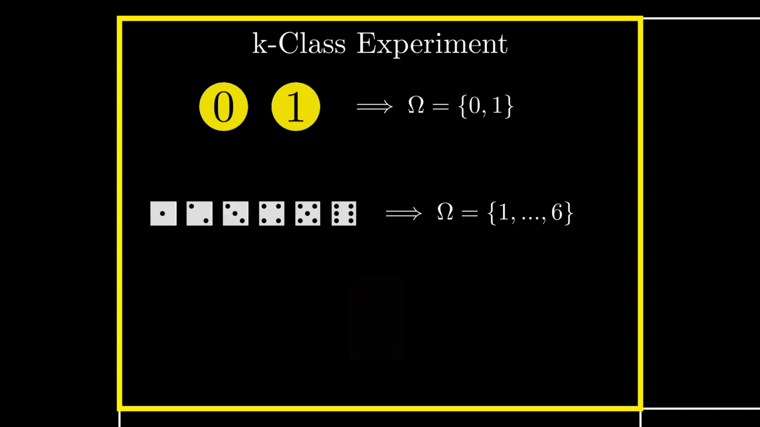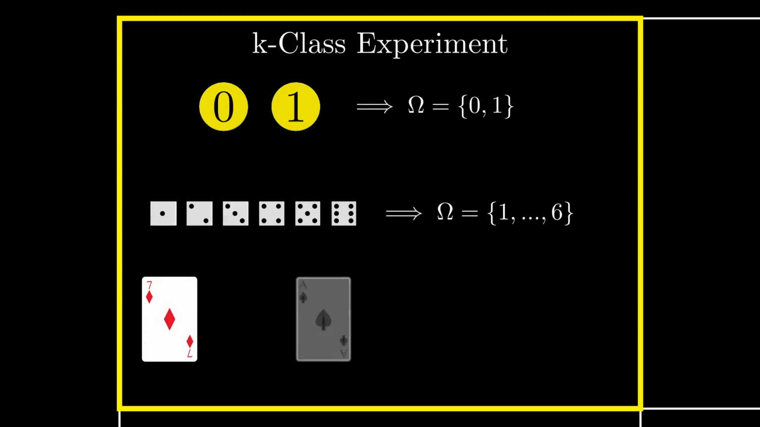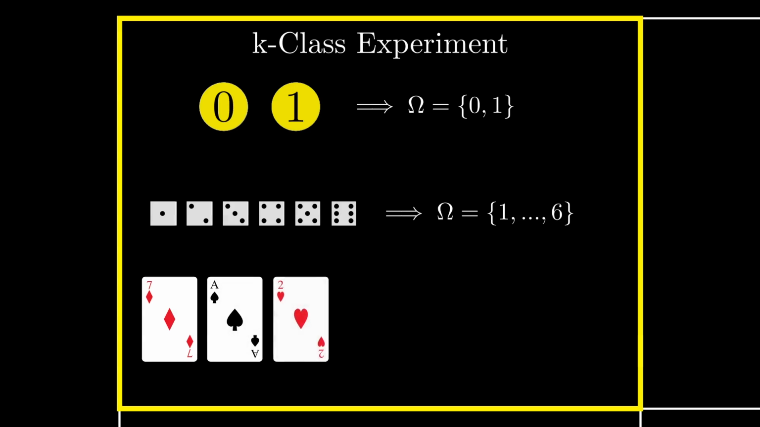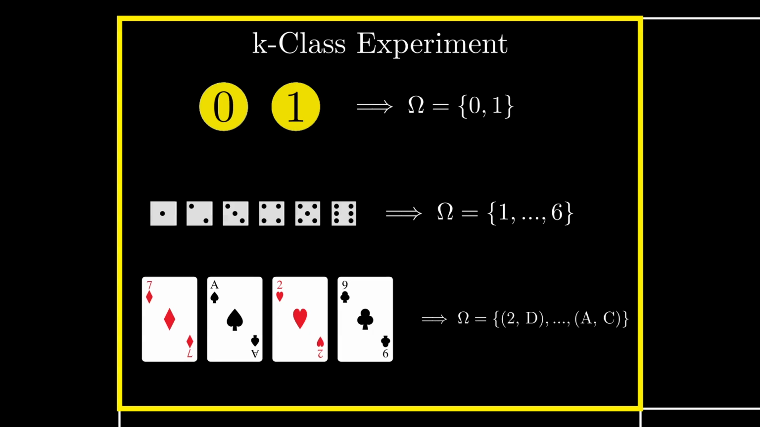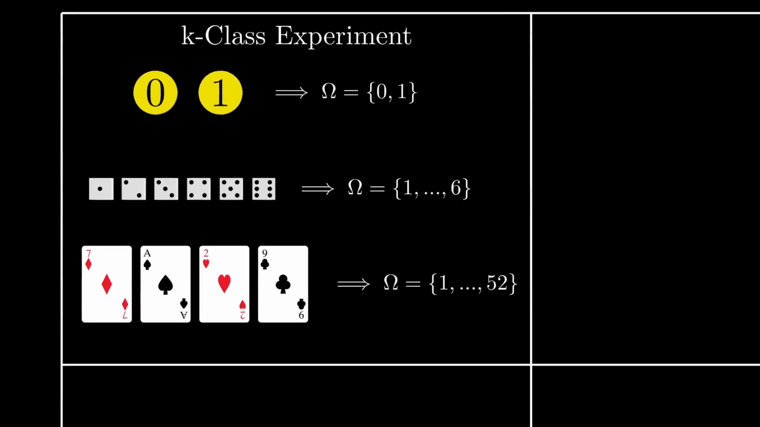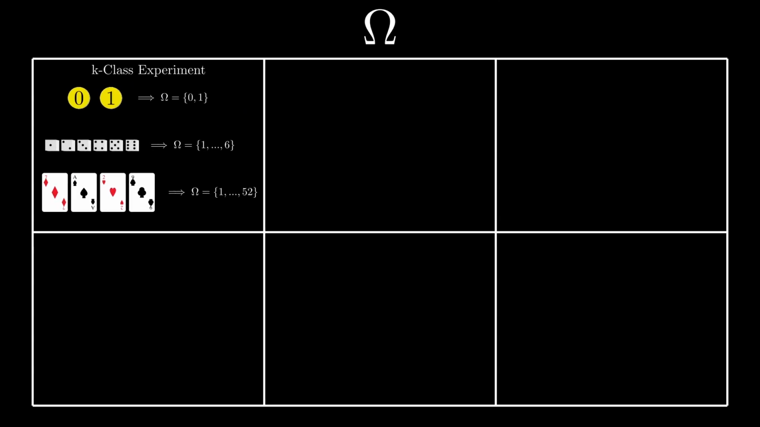And finally, if you draw a card from a deck of cards going from 2 to aces, all the possibilities are simply all the cards, that is, Ω is the set going from 2 of diamonds up to ace of clubs. And again, as these are 52 different possibilities, you would mathematically simplify this to the set {1, ..., 52}.